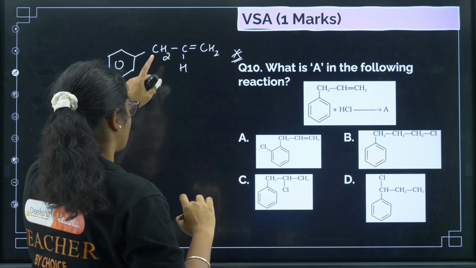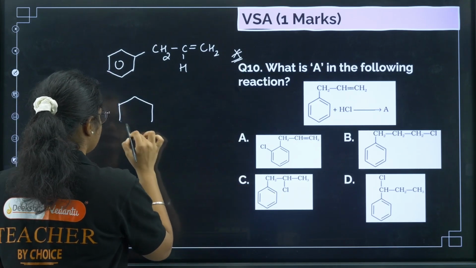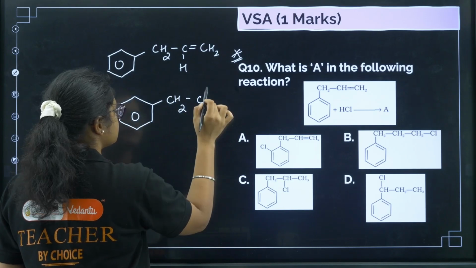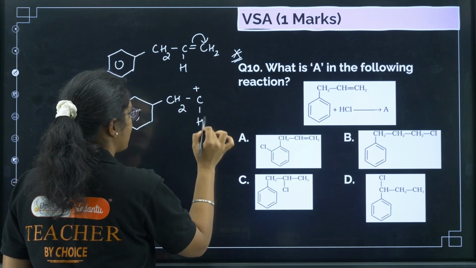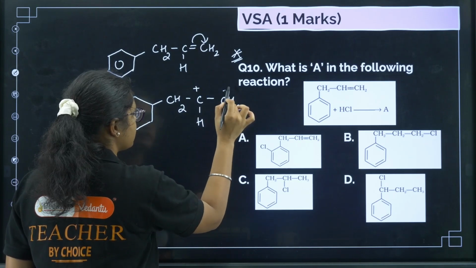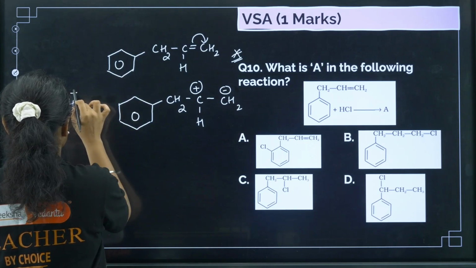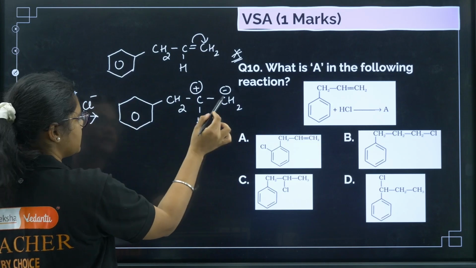Now what happens according to Markovnikov's rule? If you see what will happen, we will get a positive charge here once this bond breaks. So we get a positive charge here and we get a negative charge here. We are attacking with HCl, H plus and Cl minus. So what will happen? Negative part will go here, plus will come here.